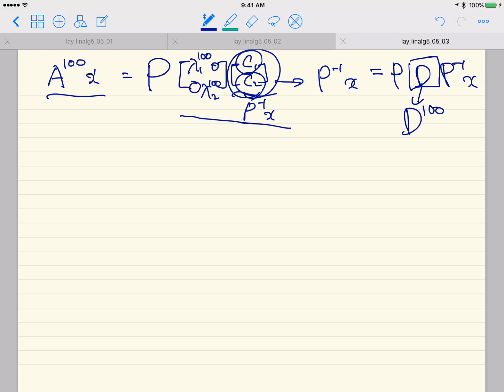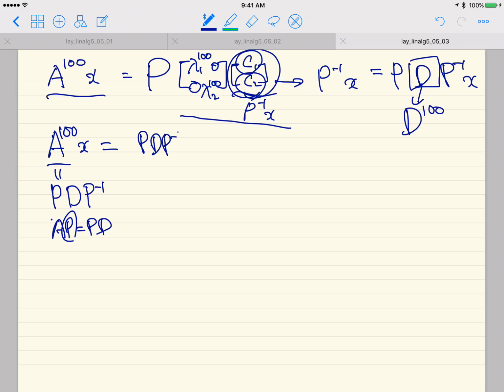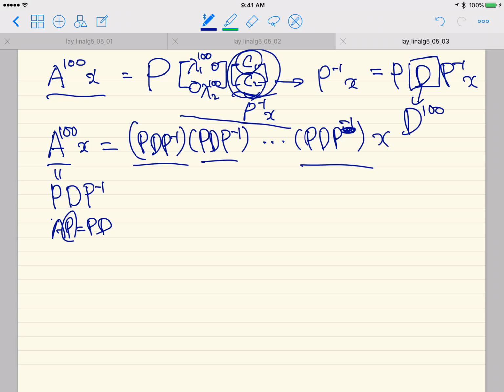Okay, now let's do a little bit more mathematical proof. I tried to give an explanation as intuitively as possible, but there is a really simple proof. A to the power of 100 times x, and A has the eigendecomposition, which means P times D times P inverse, which came from AP equals PD when P is invertible. So we have P D P inverse, P D P inverse, and so on, and x. So we multiply these 100 times.